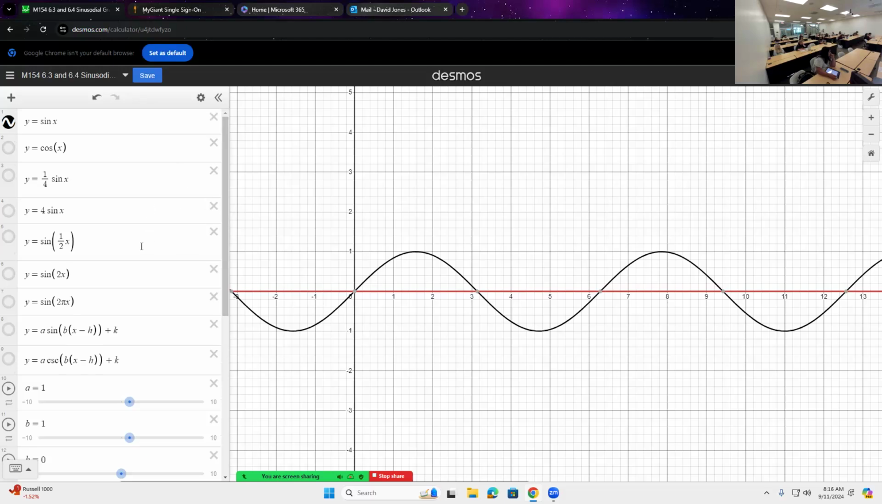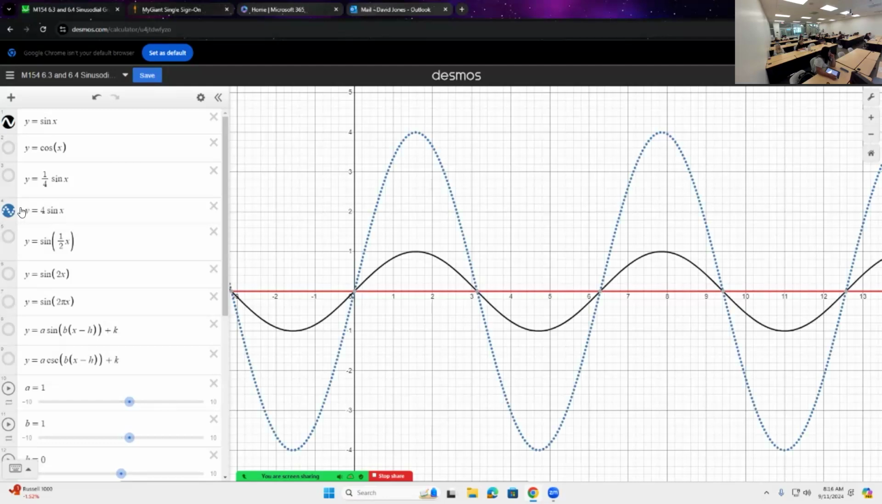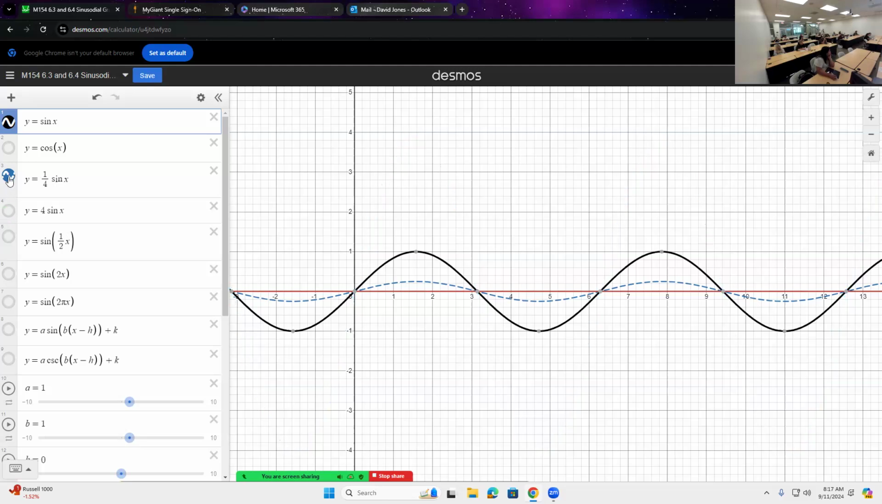We can have multipliers in front of it. Let's take a look at what something like 4 sine x does. Having a 4 in front takes the height from 1 up to 4. So it's just rescaling it vertically. The number in front rescales vertically. Same thing if we cut it to 1/4, we're going to have a really short graph. So instead of going up to 1, it goes up to only 1/4. That's what the number in front does. That's outside the sine function.